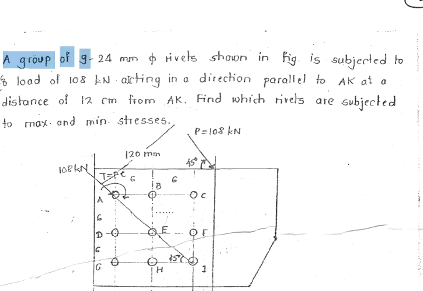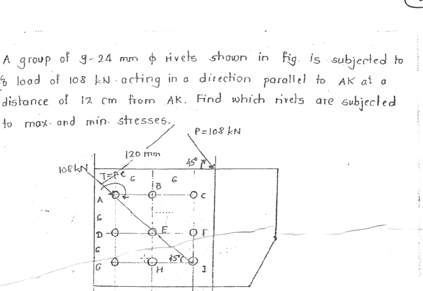The maximum or minimum stress in each rivet or bolt for an eccentric connection. This type of connection which you can see here is an in-plane eccentric connection. Here we can see that there are 9 bolts, numbered as A, B, C, D, E, F, G, H, I.